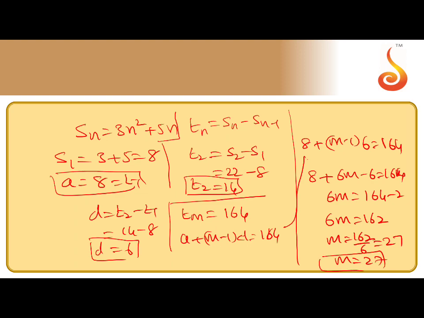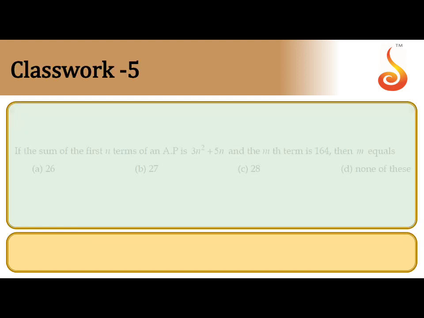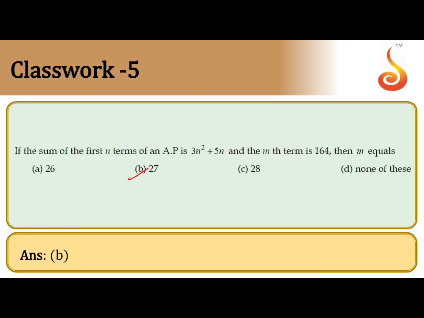So first you have to find the values of A and D, and later use the Tm value and take the answer for m. Check the answer. So m is 27, you got it. Next question.